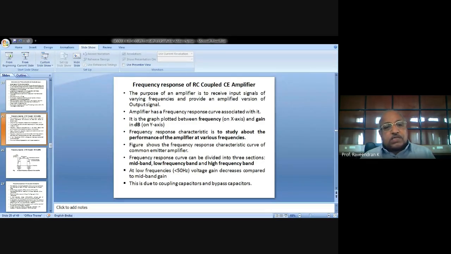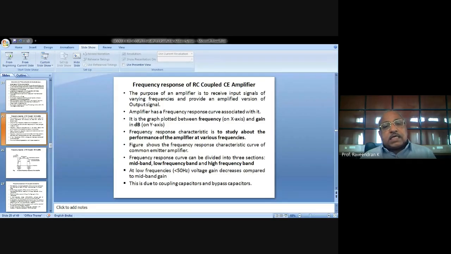And what is this frequency response characteristic? It is the graph plotted between frequency on the x-axis and gain in dB on the y-axis. We have already discussed the different gains of an amplifier, isn't it? What are those different gains? The voltage gain, the current gain, and the power gain. This gain can be represented in dB, or decibels. Actually, it is a number, but it is represented in terms of dB.